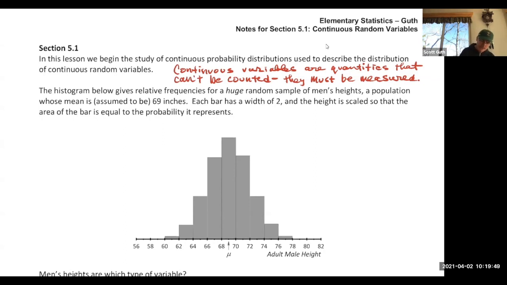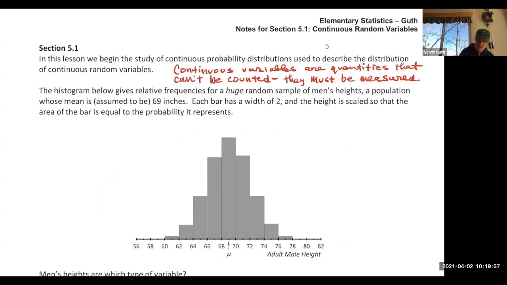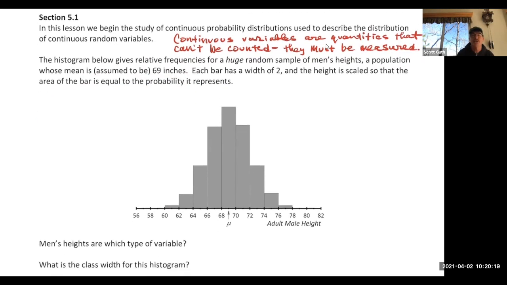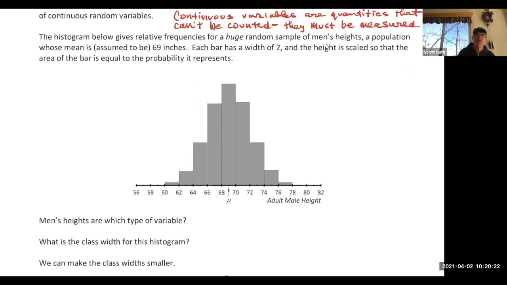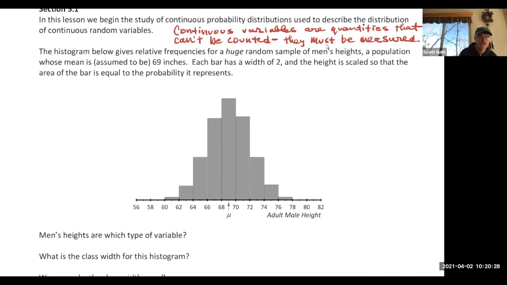Okay, so the histogram below gives relative frequencies for a huge random sample. What I did was I simulated 10,000 men's heights. Okay, I assumed the distribution was normal, which is bell-shaped, and I gave it a mean of 69 inches. It's a population whose mean is assumed to be 69 inches. Each bar has a width of 2, and the height is scaled so that the area of the bar is equal to the probability that it represents. So this represents the probabilities of all the outcomes. And the total area is 1, as you would always get.